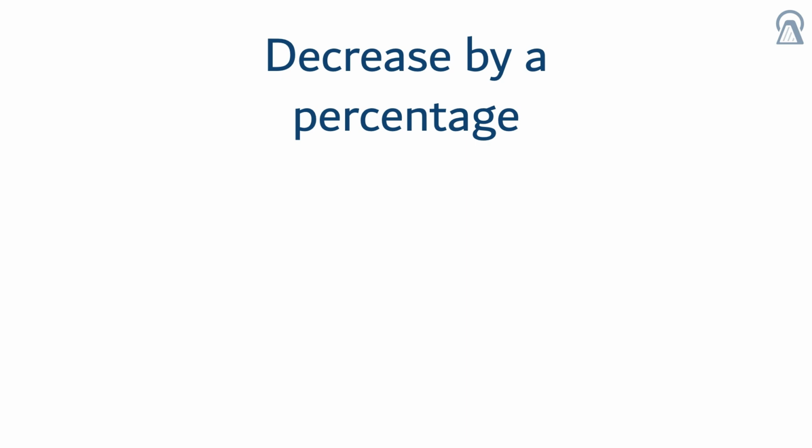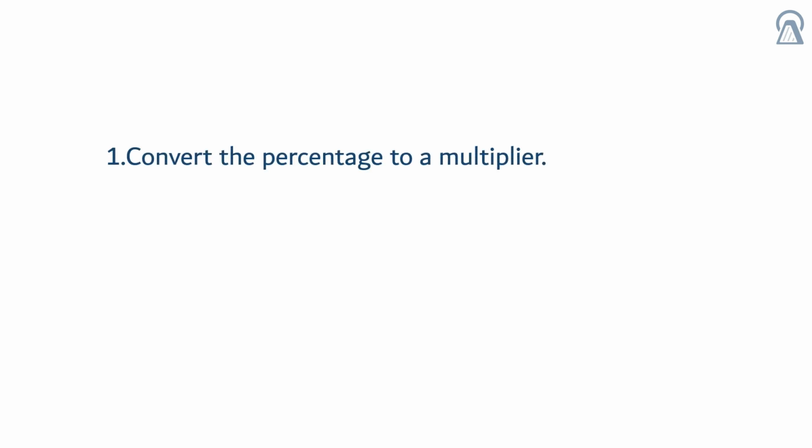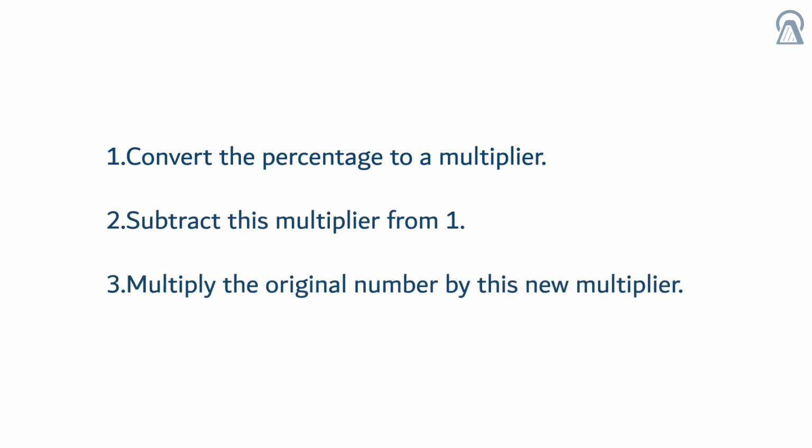Now we've got that sorted, let's see how to decrease a number by a percentage. Let's follow these steps. Convert the percentage to a multiplier, subtract this multiplier from 1, multiply the original number by the new multiplier, just as we did before.